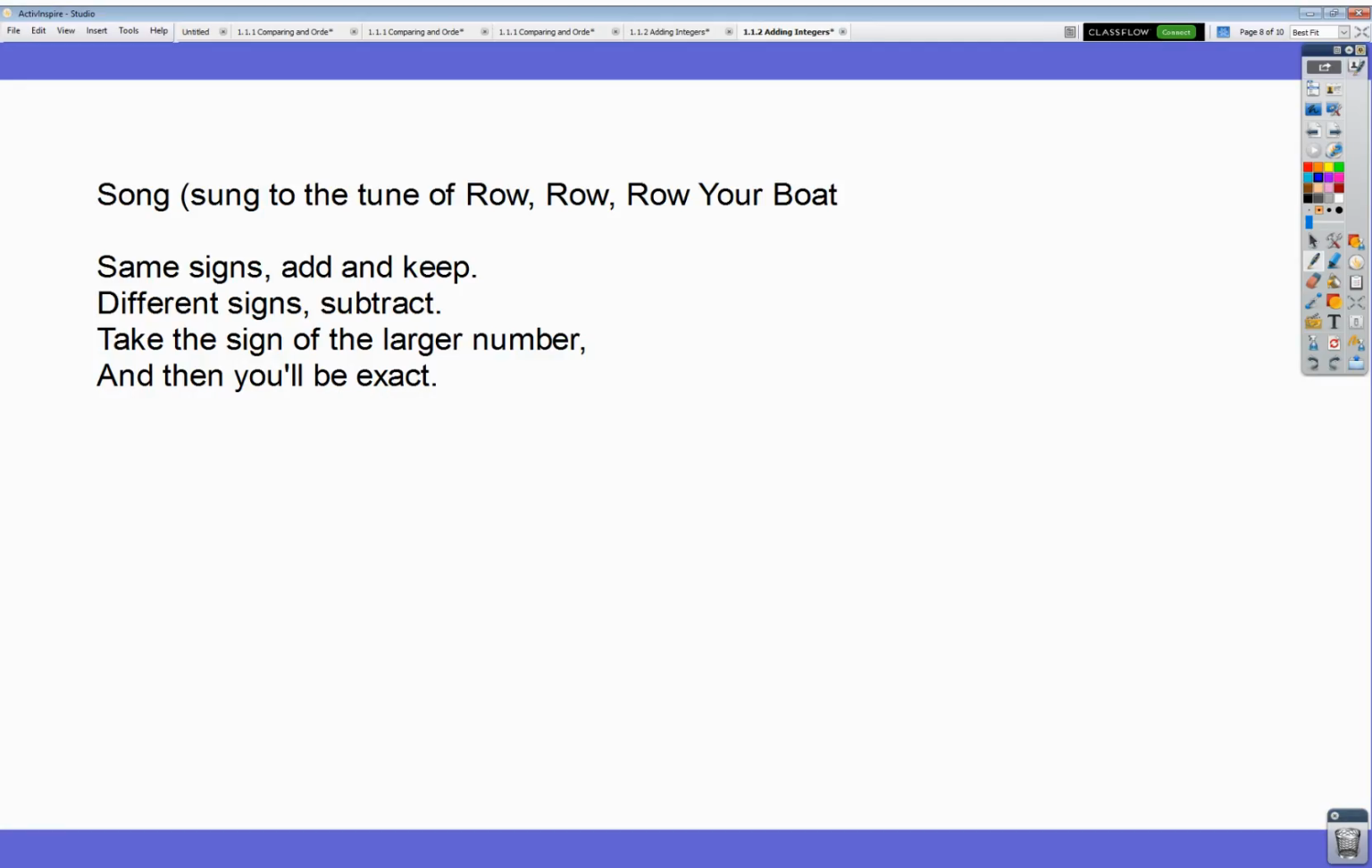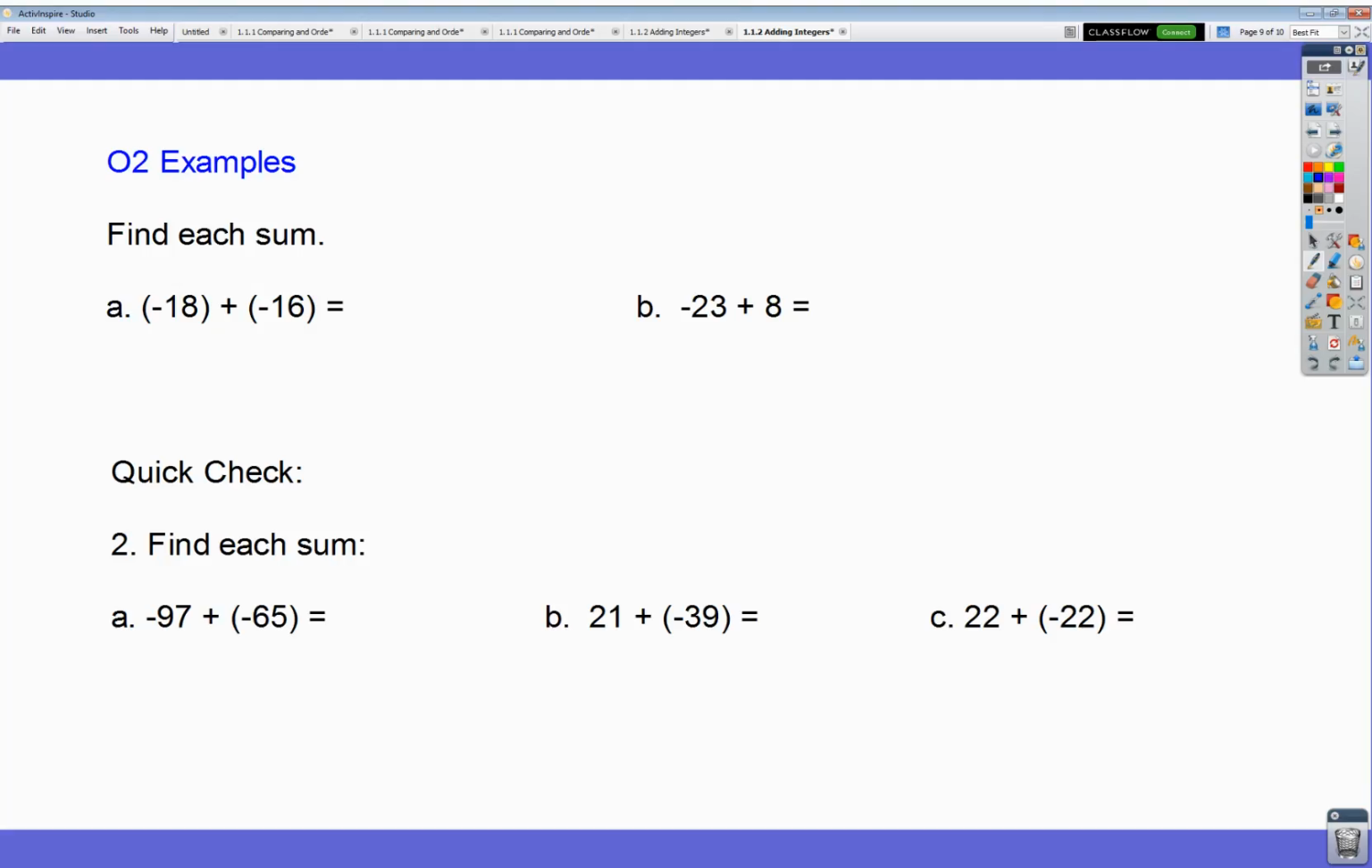All right, I hope you enjoyed that little song. I'll have that written up on the board, so we'll refer to that a lot. It's the tune of Row, Row, Row Your Boat, so you can sing it on your own too. This is something that students in the past have used, and it's been very helpful in having them remember what to do. Okay, let's take a look at this in terms of some examples.